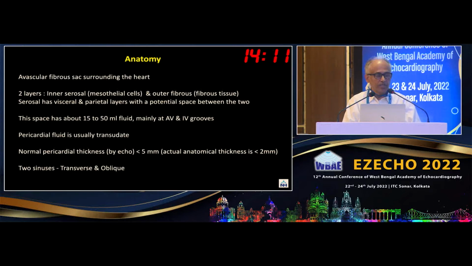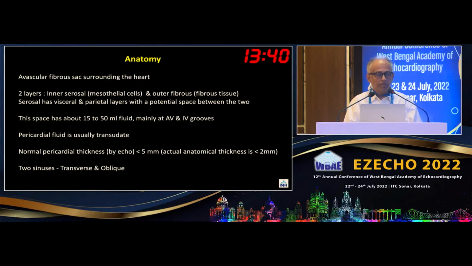And this is the one which has the pericardial effusion, and anywhere from 15 to 50 ml is what is routinely seen in normal people, and most of the time it is concentrated at the atrioventricular and the interventricular grooves. And this is usually transudate, the fluid, and the normal pericardial thickness by echo, because the resolution is not great, is just somewhere around 4 to 5 millimeters. So anything more than 5 millimeters, we say it is thickened. But actual thickness on the specimen, even by MRI, is around 2 millimeters.